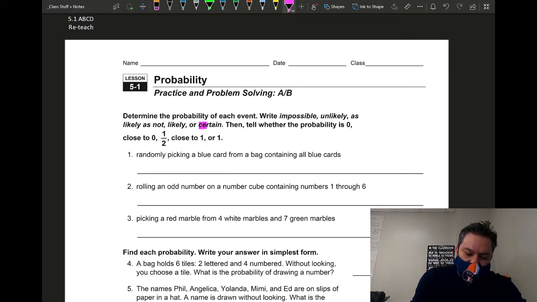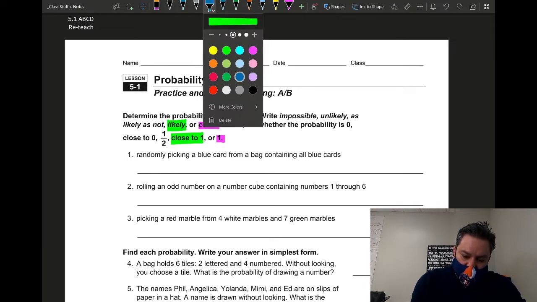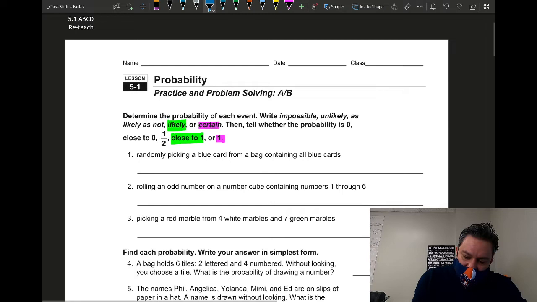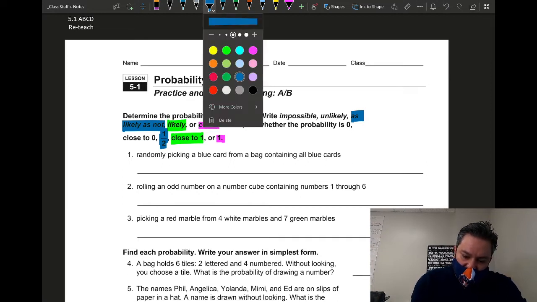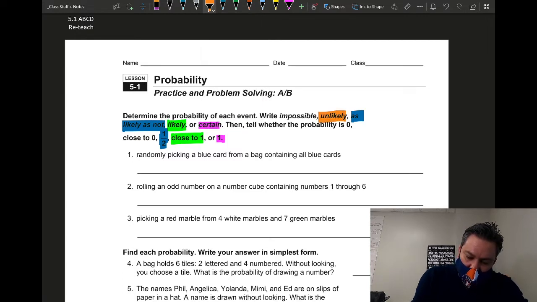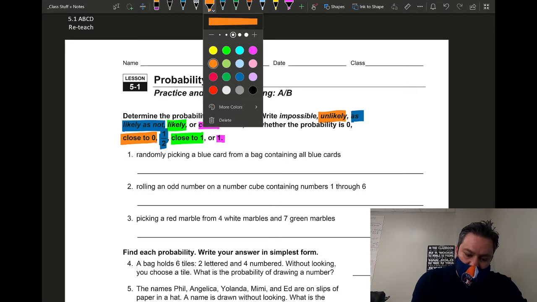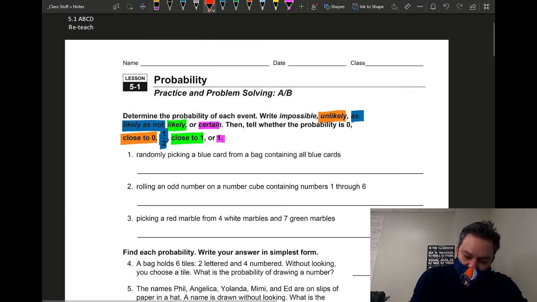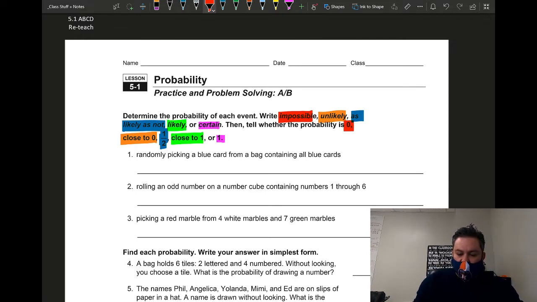So 1 is going to be certain, and then we have likely, which is going to be close to 1, and then we're going to have as likely as not, which is going to be half. And then we're going to have unlikely, which is going to be close to 0. And then red is going to be impossible. It's not going to happen. It's going to be 0 or 0%. So we're going to match the words with the numbers, and that's what we need to do.